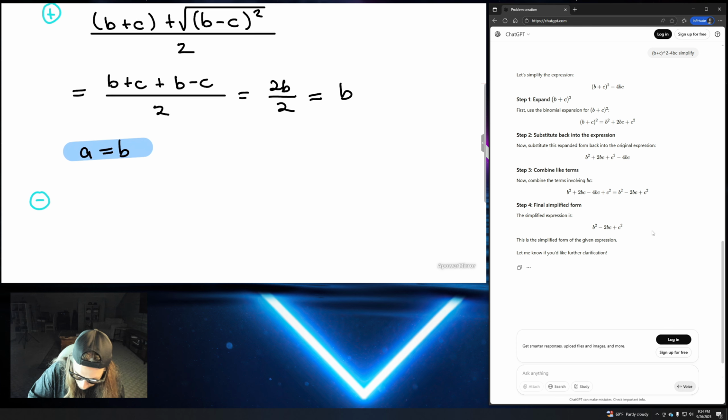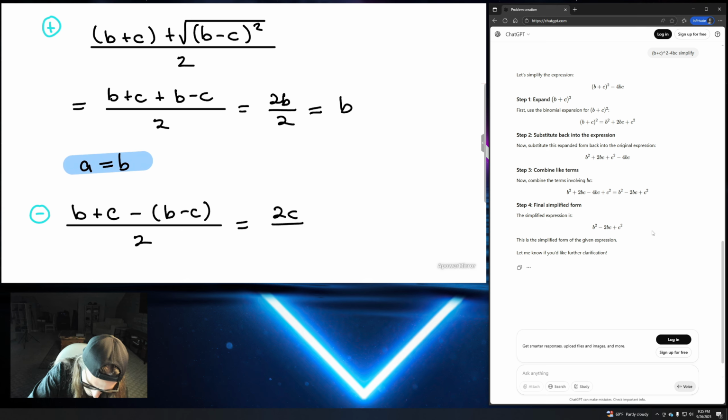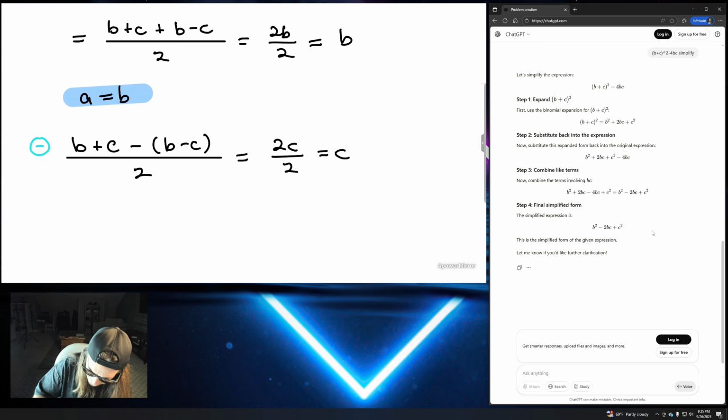Well, in the negative case, I'm going to skip a few steps here. You'd have b plus c minus b minus c over 2. Distribute the negative, and then you would combine like terms to get 2c over c. Okay, so the other possibility is that a would have to equal c.